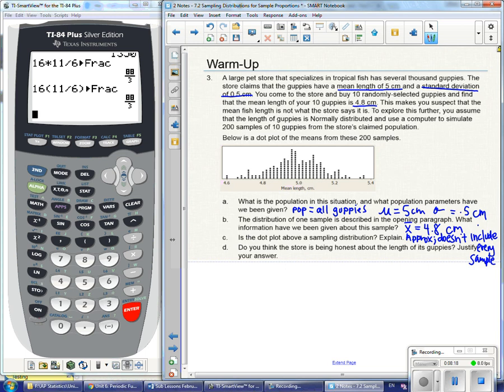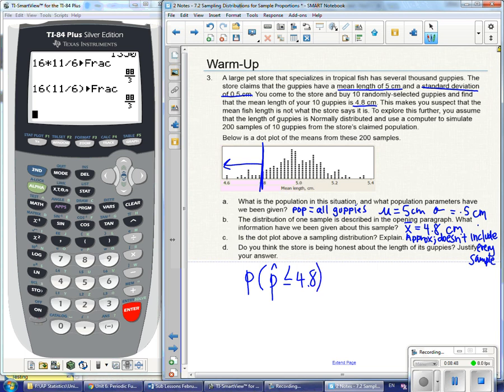And lastly, it says, do you think the store is being honest about the length of the guppies? So if I think about this guy, his mean is only 4.8. So that's here. So I want to think about how extreme that is. Our total number of samples is 200. If I think about all the samples that are less than 4.8 and I count them up, so basically what I'm looking at is the probability that my p-hat, that my sample value, is less than or equal to 4.8.